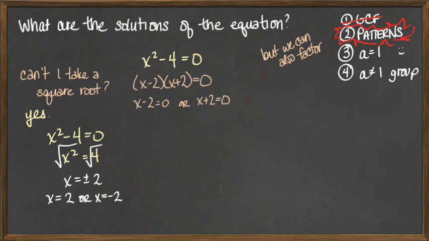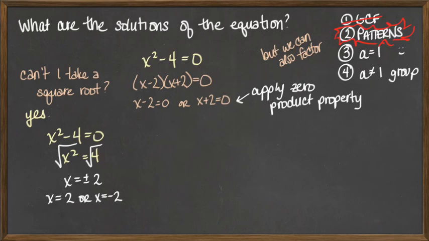It should be a no-brainer by now, but I'm going to apply my zero product property and solve my simple little linear equations to come up with my results. x equals 2 or x equals negative 2. I get the same answers because neither one is better than the other. It's about what you recognize and what you choose to do.